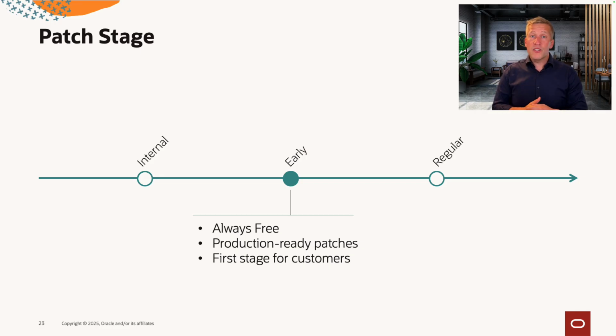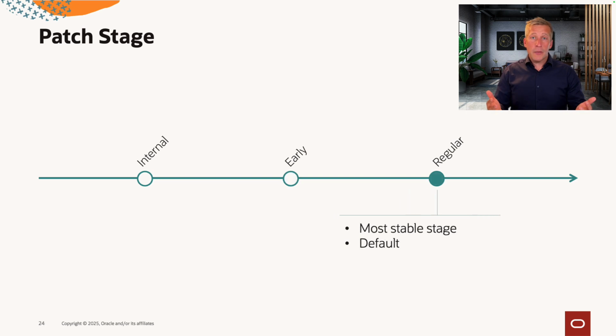If you have an always free instance, it'll be on the early stage as well. And I would recommend that you have some of your environments on the early patch state. Your production databases, your most important databases, you keep on the regular patch state. That is the end of the testing cycle, you could say. So here you have the most stable database where we have tested the patches over and over again. And this is also the default patch state.